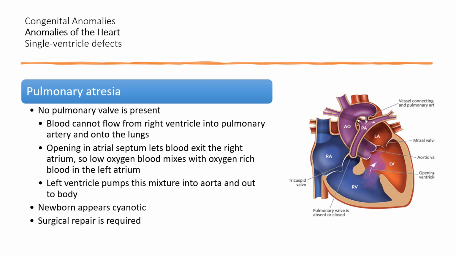Pulmonary atresia. No pulmonary valve is present. So this is a ductal dependent person. No valve here. The pulmonary artery doesn't connect to the heart. Opening the atrial septum lets blood exit the right atrium, so blood slowly mixes with oxygen-rich blood in the left. Newborn appears cyanotic, and blood cannot flow from the right ventricle into the pulmonary artery and into the lungs. So this ductus arteriosus is the only thing keeping this kiddo alive at this point. So what we call this is a cyanotic condition, and they need to keep that open. They have a medication for that, prostaglandin.